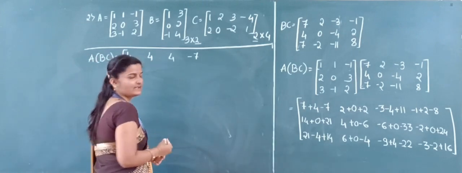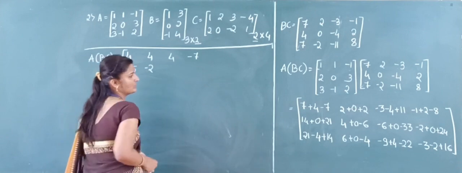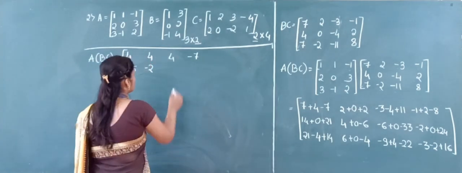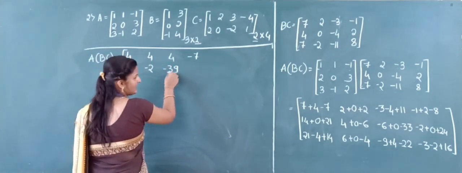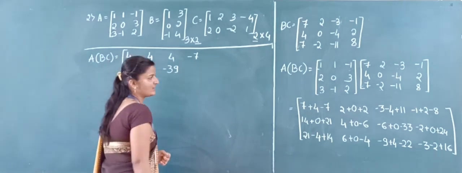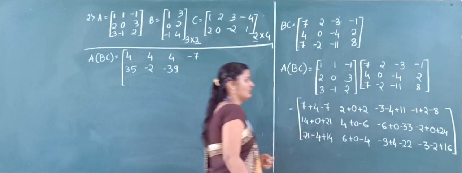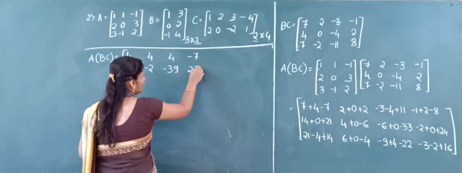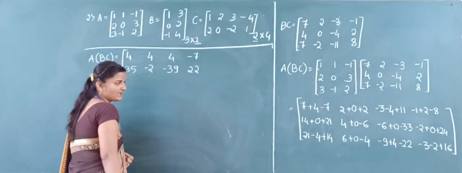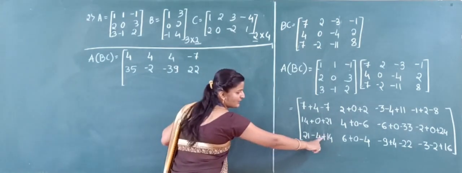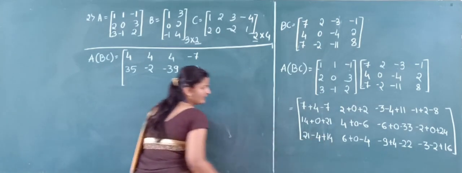4 plus 0 minus 6, minus 2. Minus 6 minus 33, minus 39. Minus 2 plus 24, that is 22. 21 minus 4 plus 14, 31.